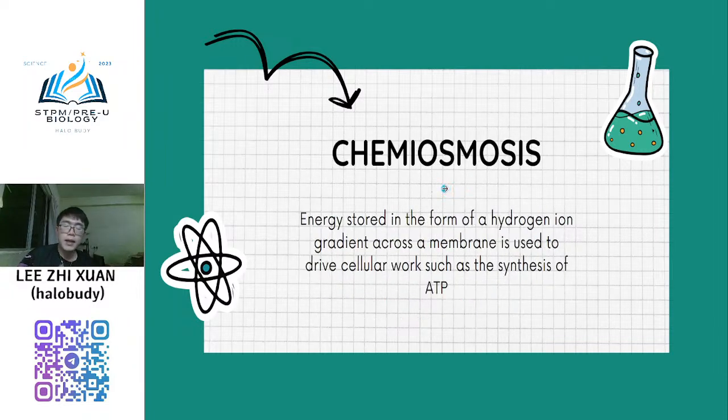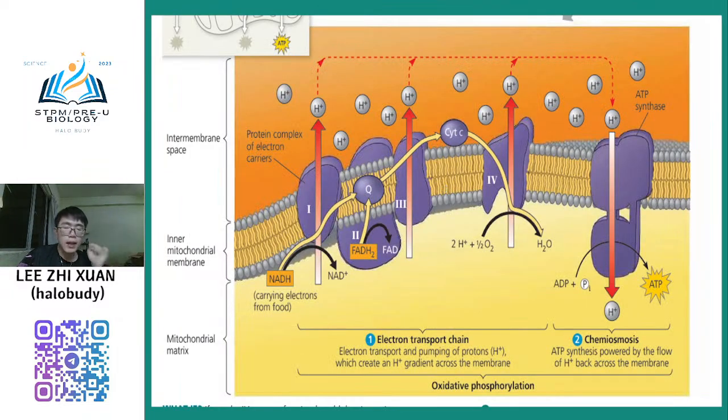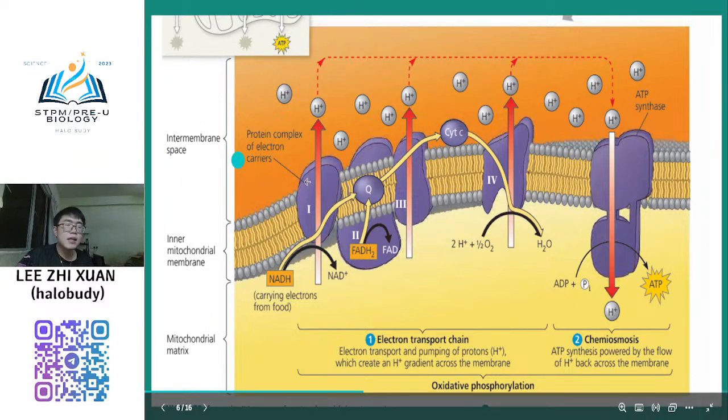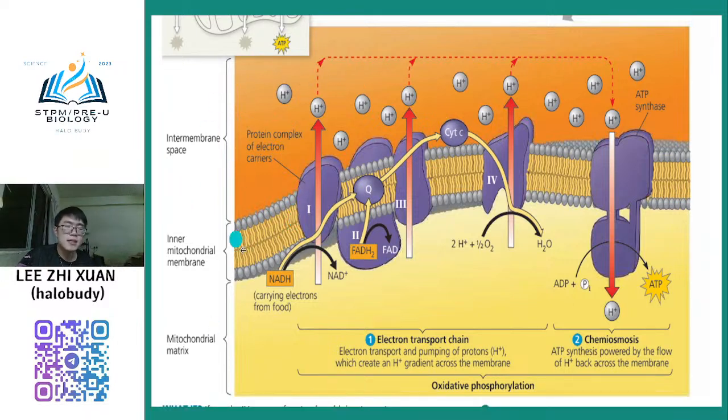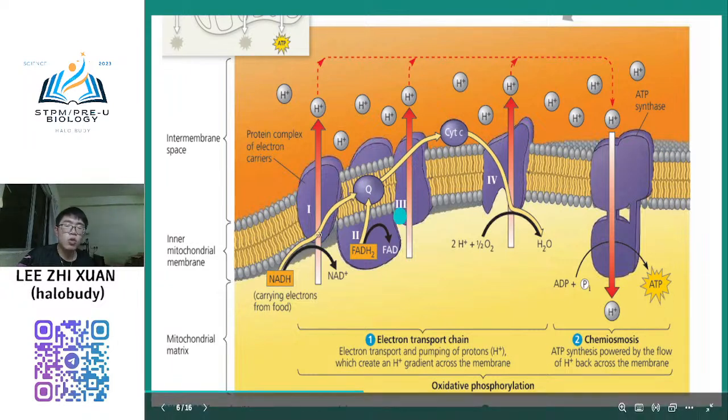So next we go to the electron transport chain, the protein complex. If you see here, this is the structure of the mitochondria. This is the intermembrane space. This is the inner membrane. You know that the structure of mitochondria is double membrane bounded, right? This one is the mitochondrial matrix.